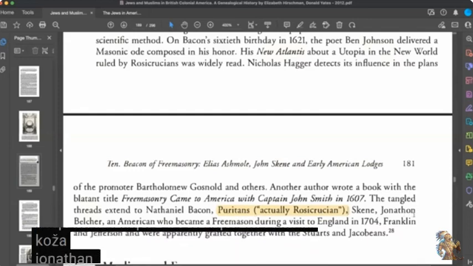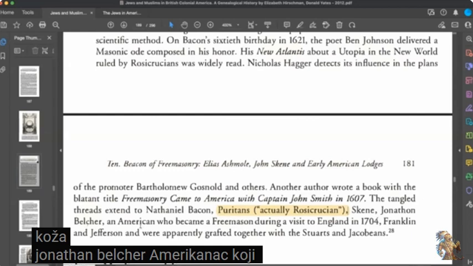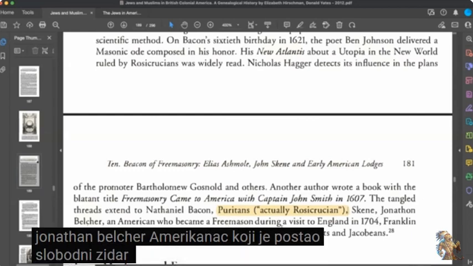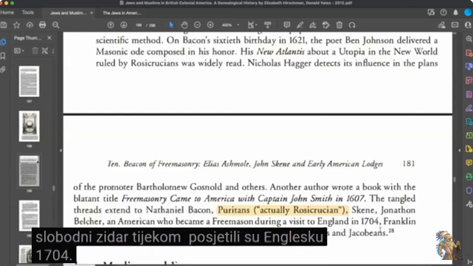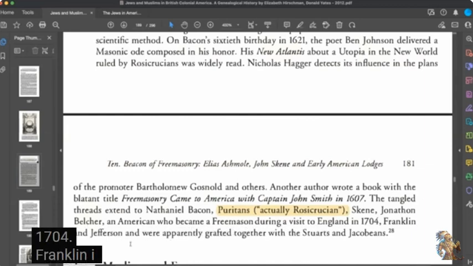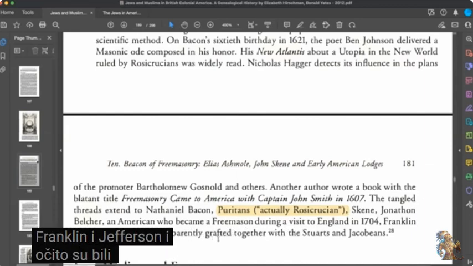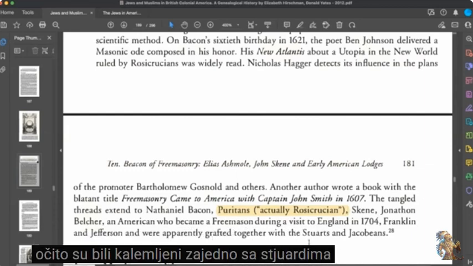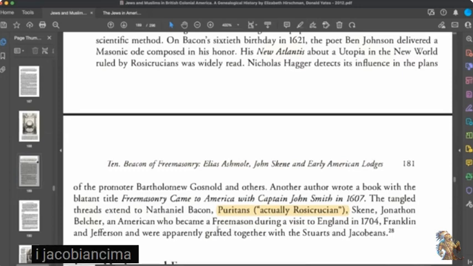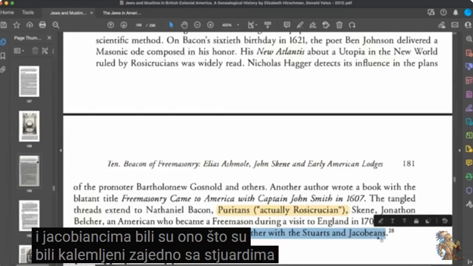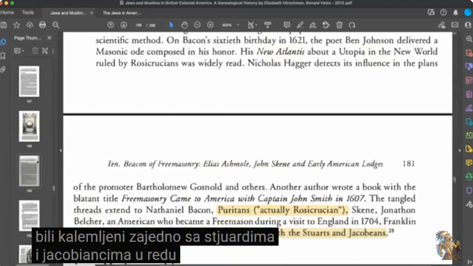Jonathan Belcher, an American who became a Freemason during a visit to England in 1704. Franklin and Jefferson were apparently grafted together with the Stuarts and the Jacobites. They were grafted together with the Stuarts and Jacobites, okay?